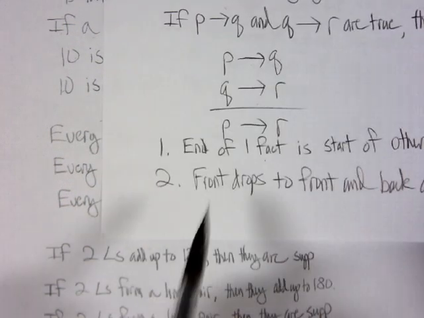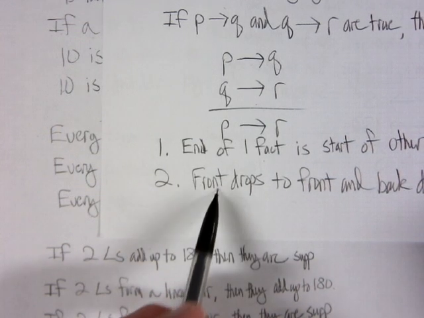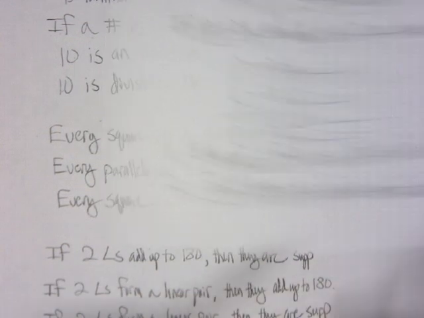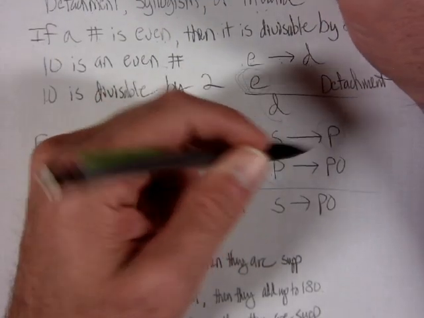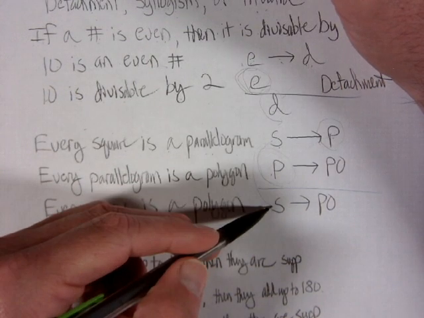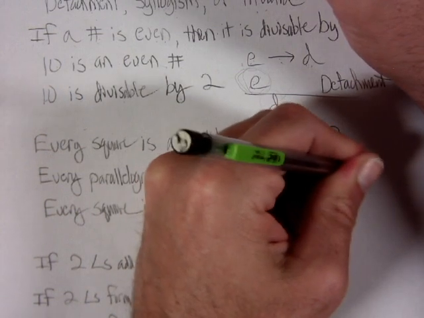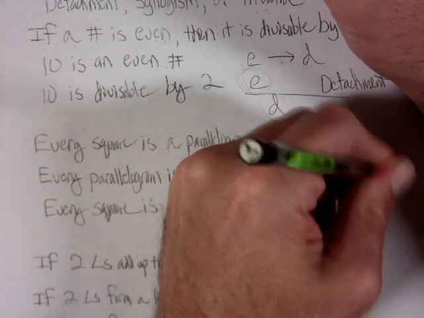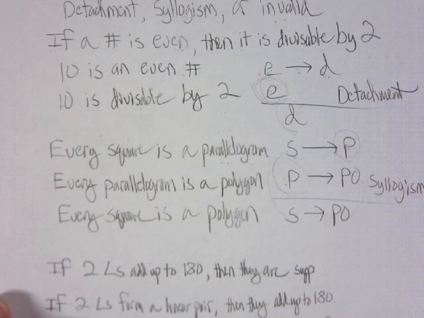And now the second thing that has to happen is once you cross out the links, the front drops to the front and the back drops to the back. So I've got my link correctly. The end of one is the beginning of the other. And then the front drops to the front and the back drops to the back. So that is syllogism. All right, so syllogism is correct there. It does follow the pattern correctly for the law of syllogism.